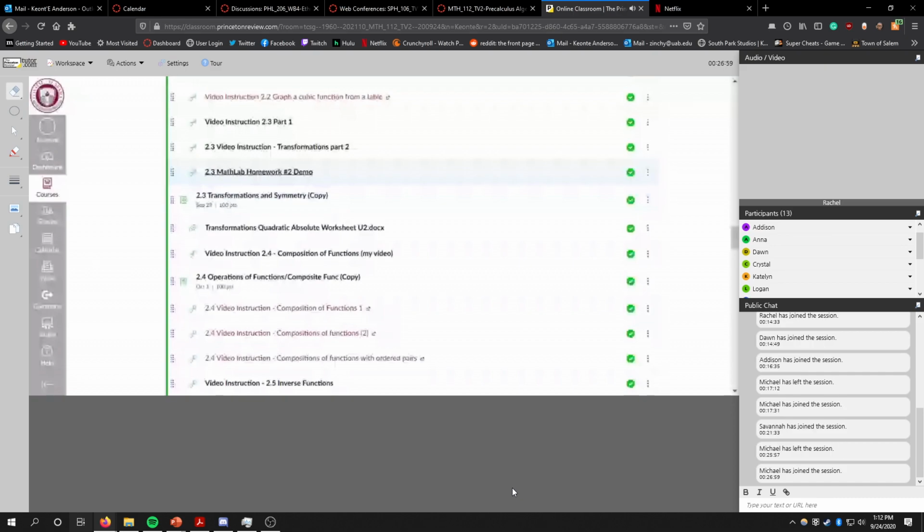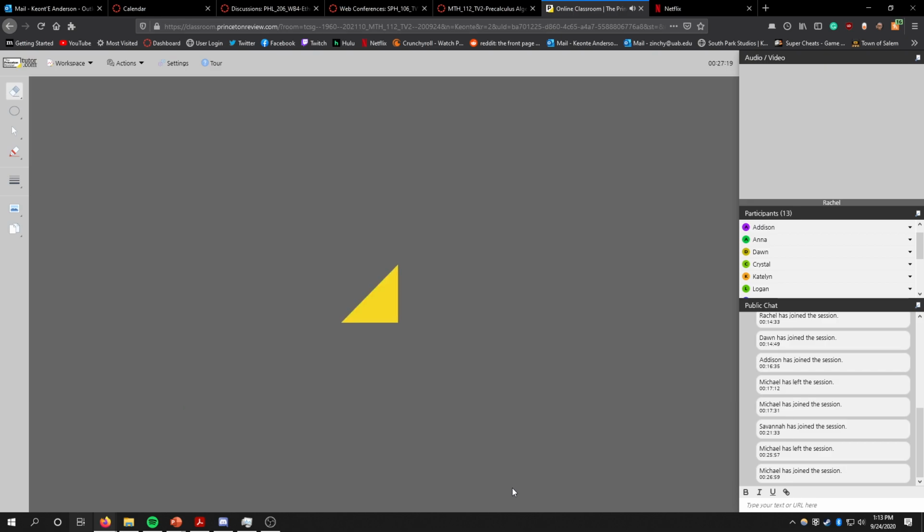I'm going to go to this worksheet in just a few minutes, to this transformation of quadratic and absolute value worksheets, because I want to show you different translations. But before I do that, I'm going to go through a couple more slides with you. So that's where you can find information of the MATLAB. All right, now I am back to the slides here.